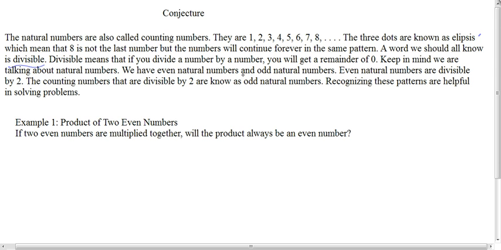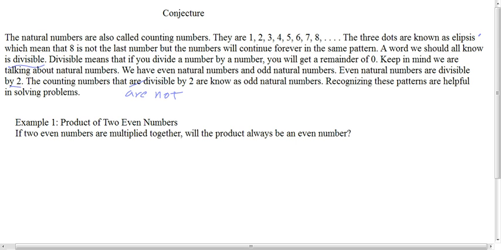We have 2 types of natural numbers. We have even and odd. Even natural numbers are divisible by 2. Keep that in mind. Counting numbers that are not divisible by 2 are known as odd numbers. So recognizing this pattern can really help us solve some problems.